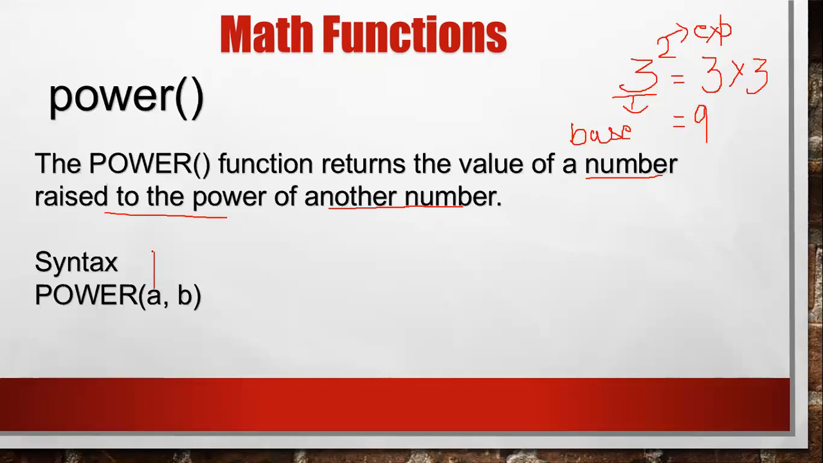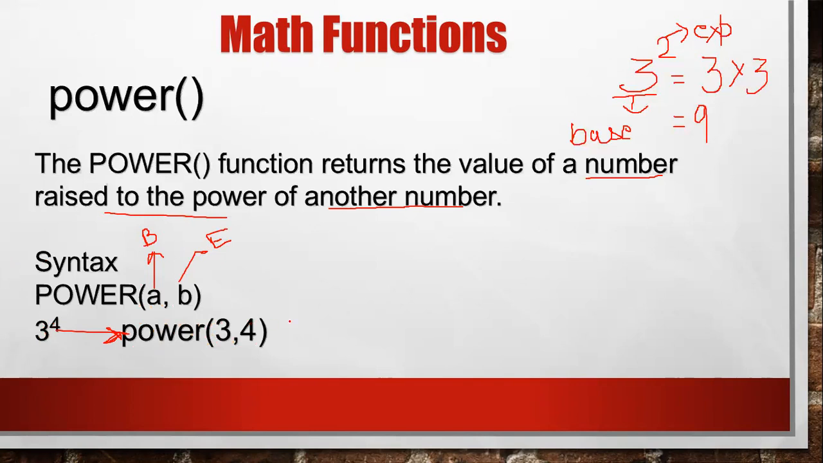The first one is the base, okay, and the second one is the exponent, right? So the first one is the base and the second one is the exponent. So for example, if you want to find the result of 3 raised to power 4, then what will you do? You will write it like this: power, within the brackets, 3 comma 4. Why? Because 3 is the base and 4 is the power or exponent.